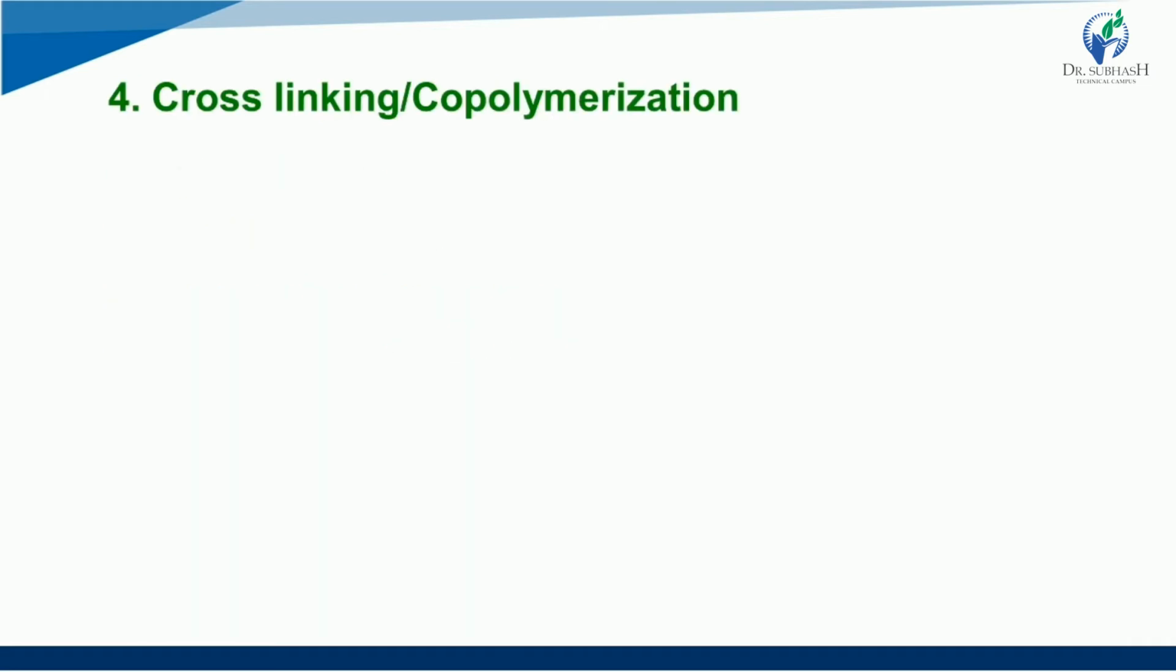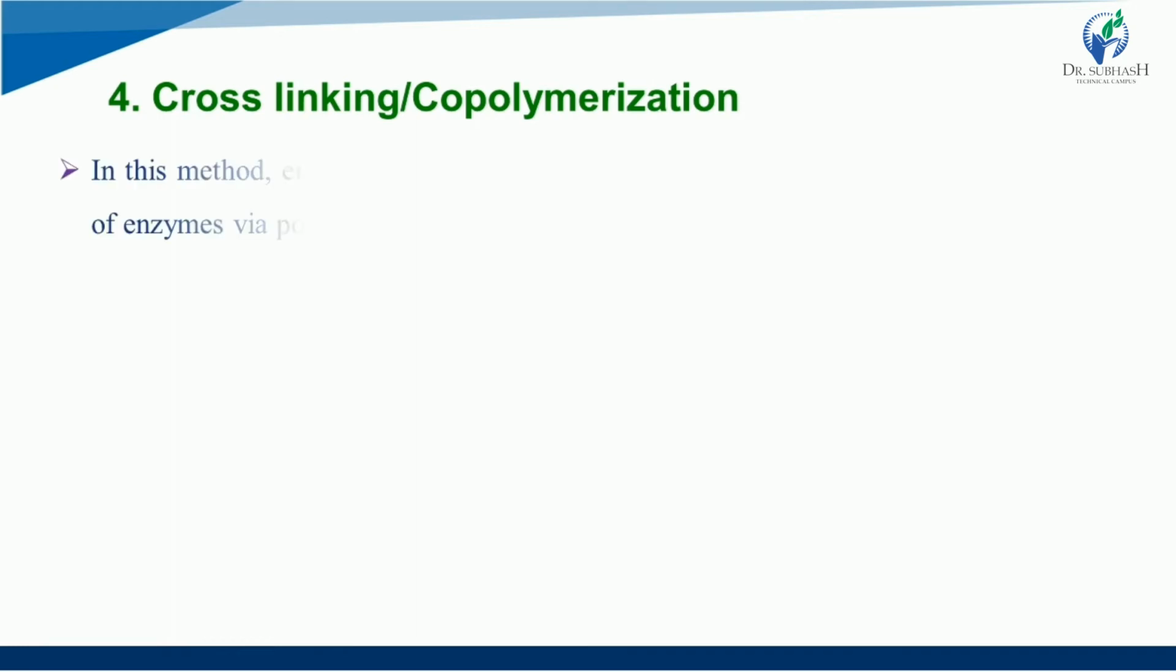The next one is cross-linking, also called copolymerization. As you can see, the synonym here is copolymerization. Sometimes in the exam, if they ask you directly to write a short note on copolymerization or explain copolymerization, don't get confused. It is nothing but cross-linking. So always remember the synonym, right?